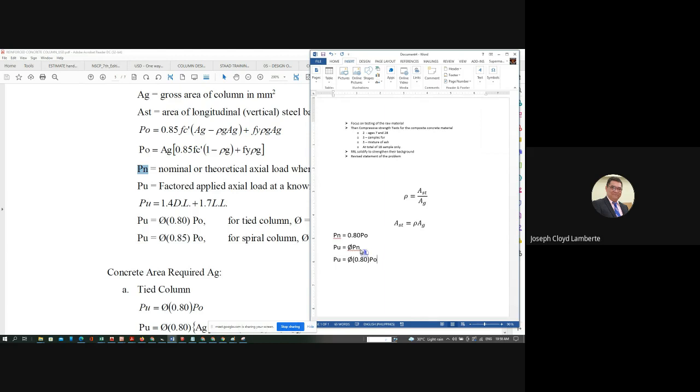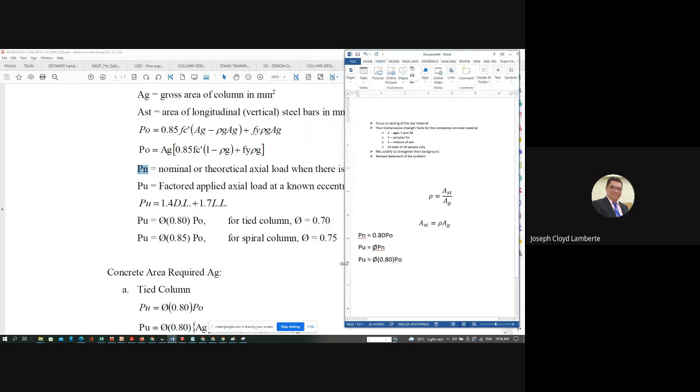Pass. That is for tight column. For spiral column, that is 0.85. So it becomes 0.75 times 0.85. Therefore the reduction factor for spiral is 0.75. So that's it, class.